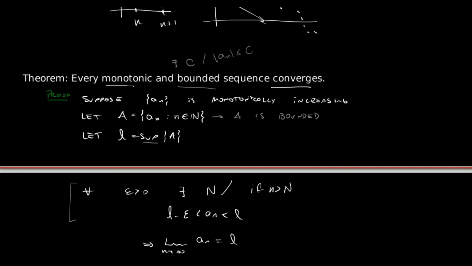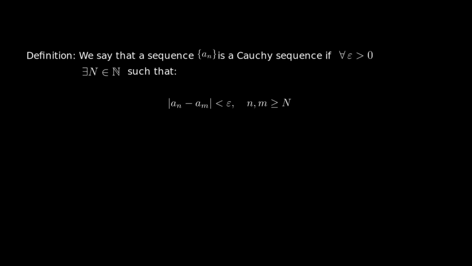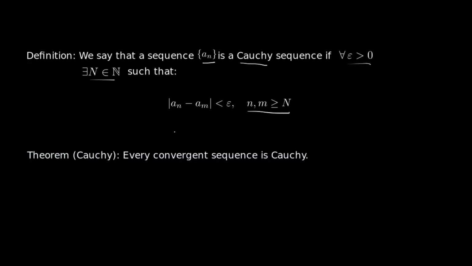And now to finish with sequences, we're going to have a look at one last definition. We say that a sequence a sub n is Cauchy if for every epsilon greater than 0 there exists a natural number N, for which when we take n and m, two natural numbers greater than N, then a sub n minus a sub m can be as small as possible. And with this definition comes a theorem. The theorem says that every convergent sequence is Cauchy. Let's have a look at the proof.